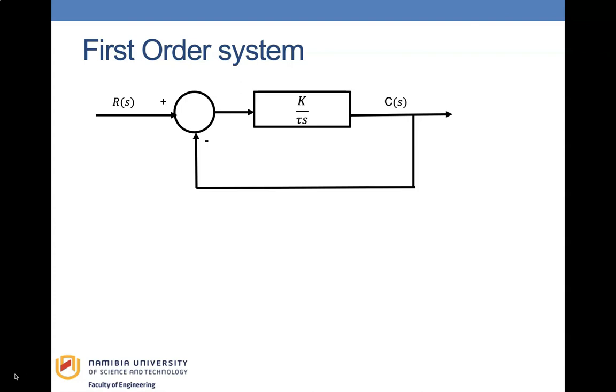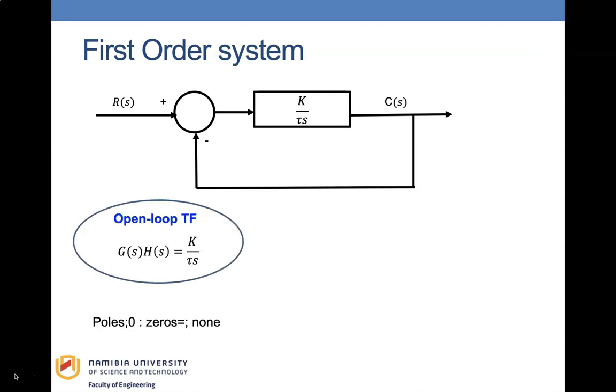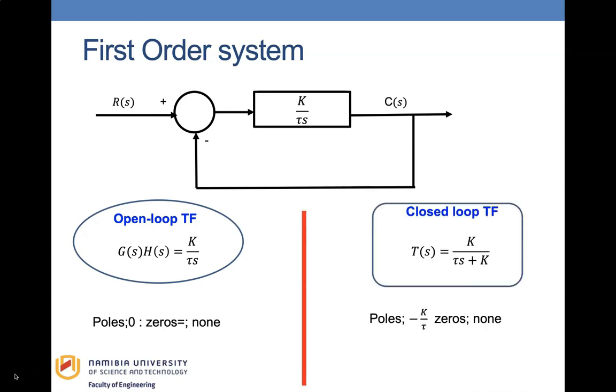Consider the first order feedback control system shown in this figure. The open loop transfer function is K over tau s, and the closed loop transfer function is K over tau s plus K, where K is the gain of the system and tau is the time constant. The root locus is plotted by varying the value of K from 0 to infinity. It will start from the open loop pole, and if there is an open loop 0, it will terminate at that point. Otherwise, it will terminate at infinity. In this case, the root locus will therefore start at s equals 0 and terminate at infinity.